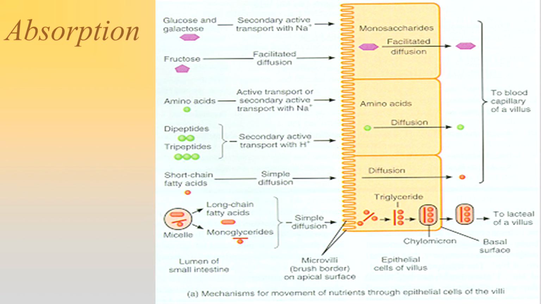Amino acids, individual amino acids, cross the apical membrane by secondary sodium symport. Dipeptides and tripeptides cross the apical membrane by hydrogen antiport, where they are further hydrolyzed in the epithelial cell by the dipeptidases and tripeptidases. And then all of them cross the basolateral membrane by, add a word here, facilitated diffusion.